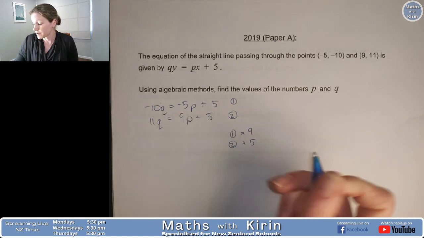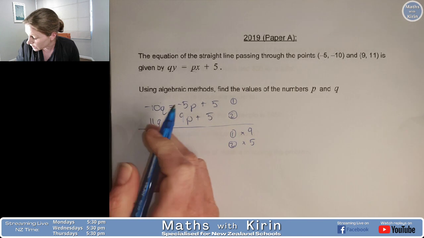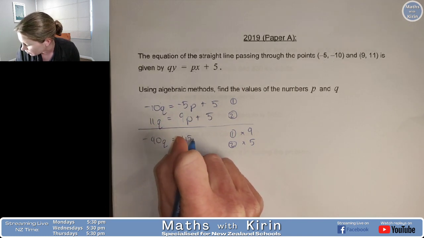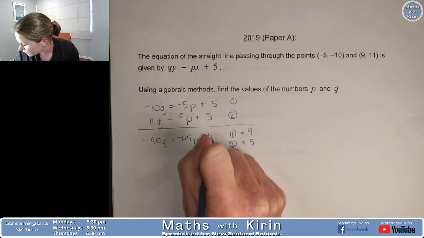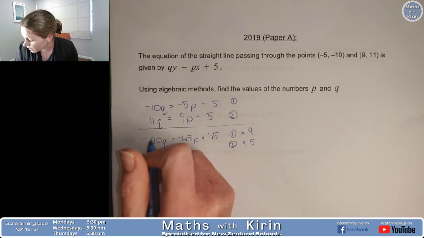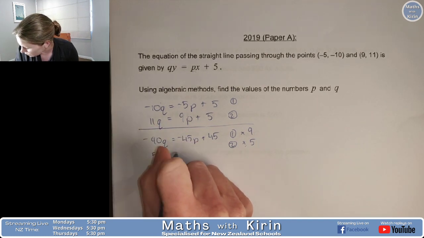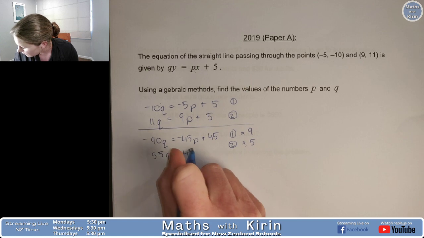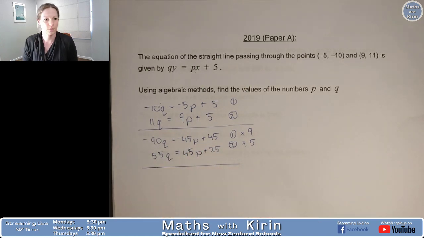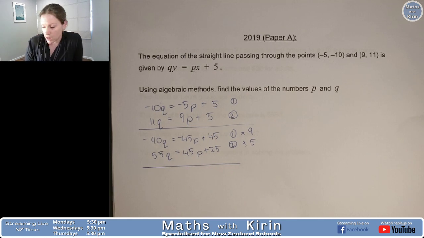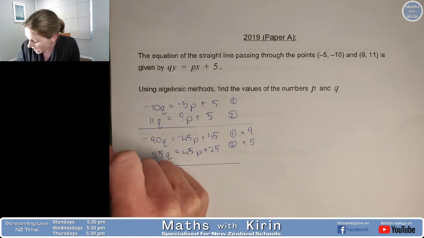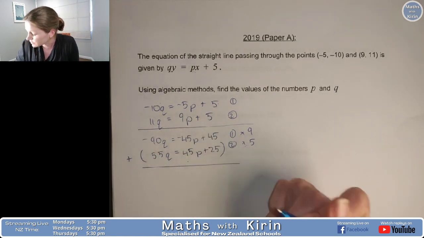by 5. So when we do that, we get -90q equal to -45p plus 45. And for our second equation, multiplying it by 5, we get 55q is equal to 45p plus 25. So from here, we've got a negative 45 and a positive 45. So we need to add our equations this time instead of subtracting.